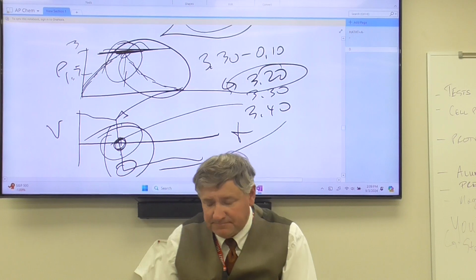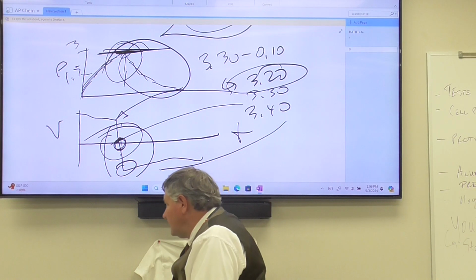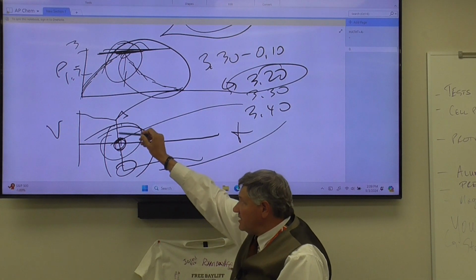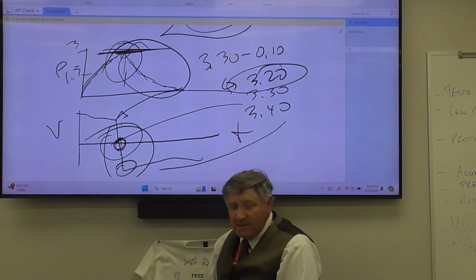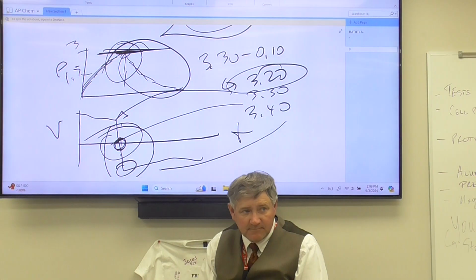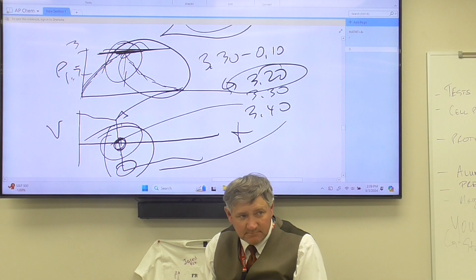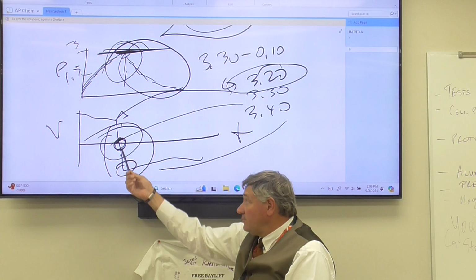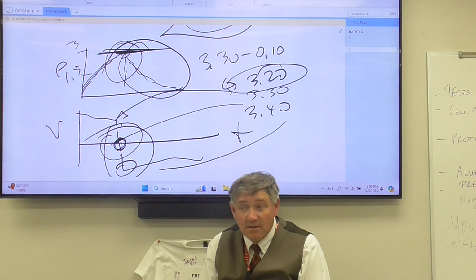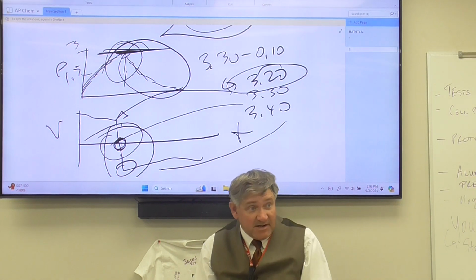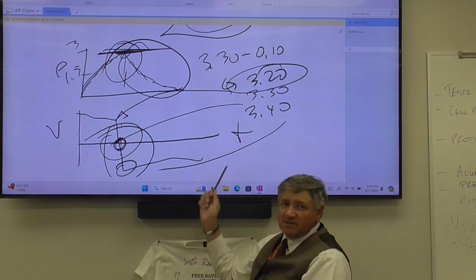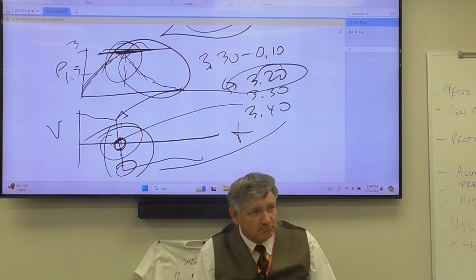Now, here's the question. Jacob, from here to here, is the plunger expanding or being compressed? Being compressed. How do you know? Because it is slowing down. Beautiful. From here to here, what's it doing? It's expanding because it's speeding up. At this point, what's it doing? It's slowing down again.